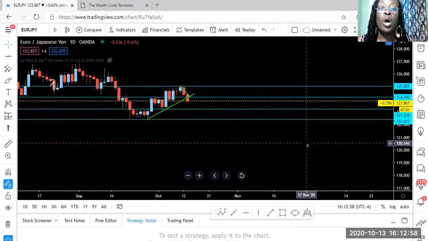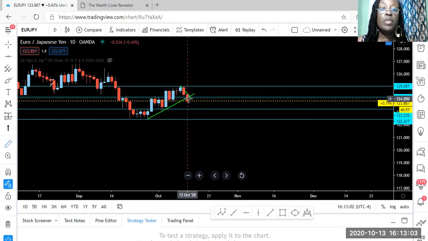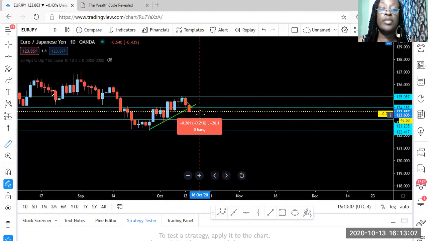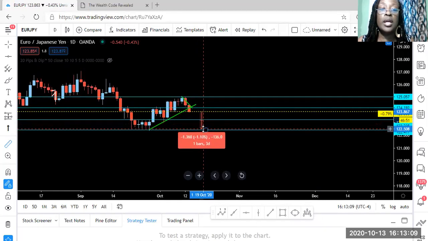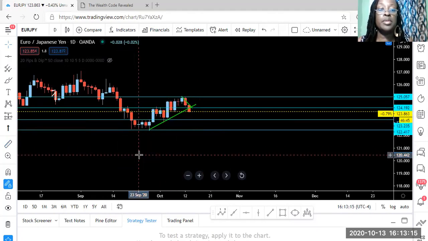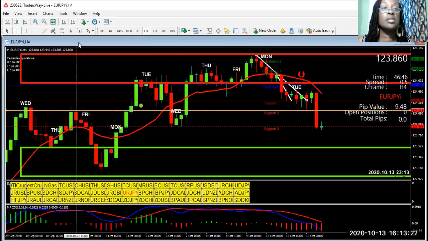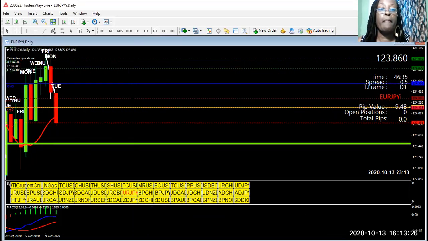Alrighty, so we said that from the current price right here to the floor is roughly what? Roughly 141 pips, right? Okay, cool, no problem. Now let's go back to our MetaTrader 4 where our trading system is. Let's go back to the daily.